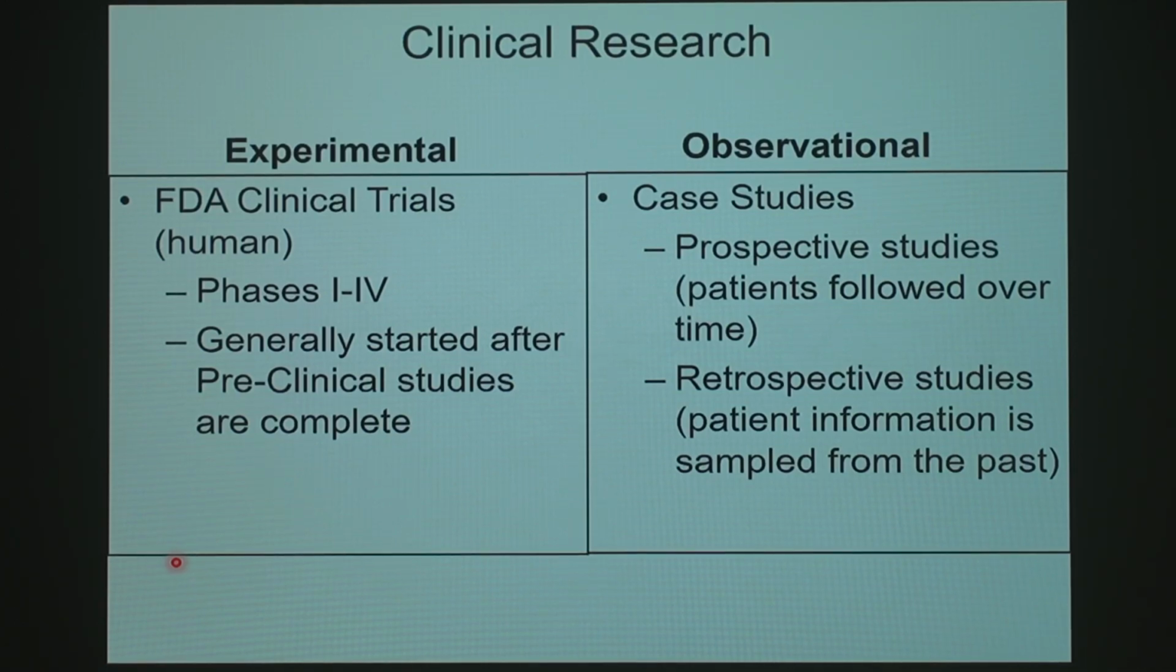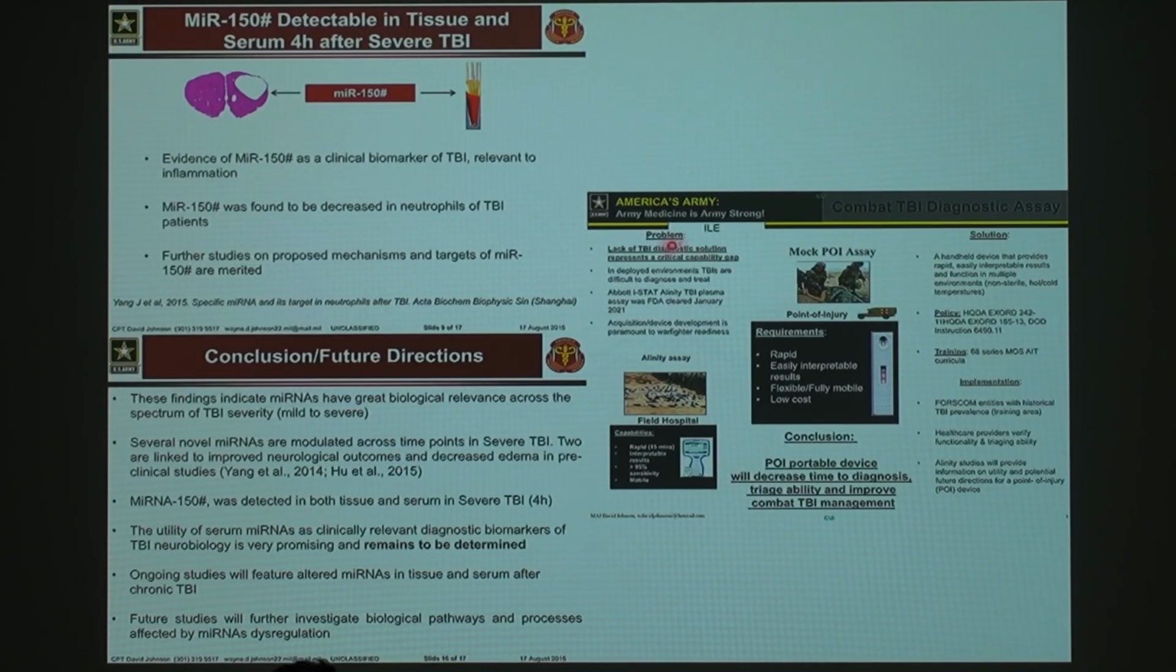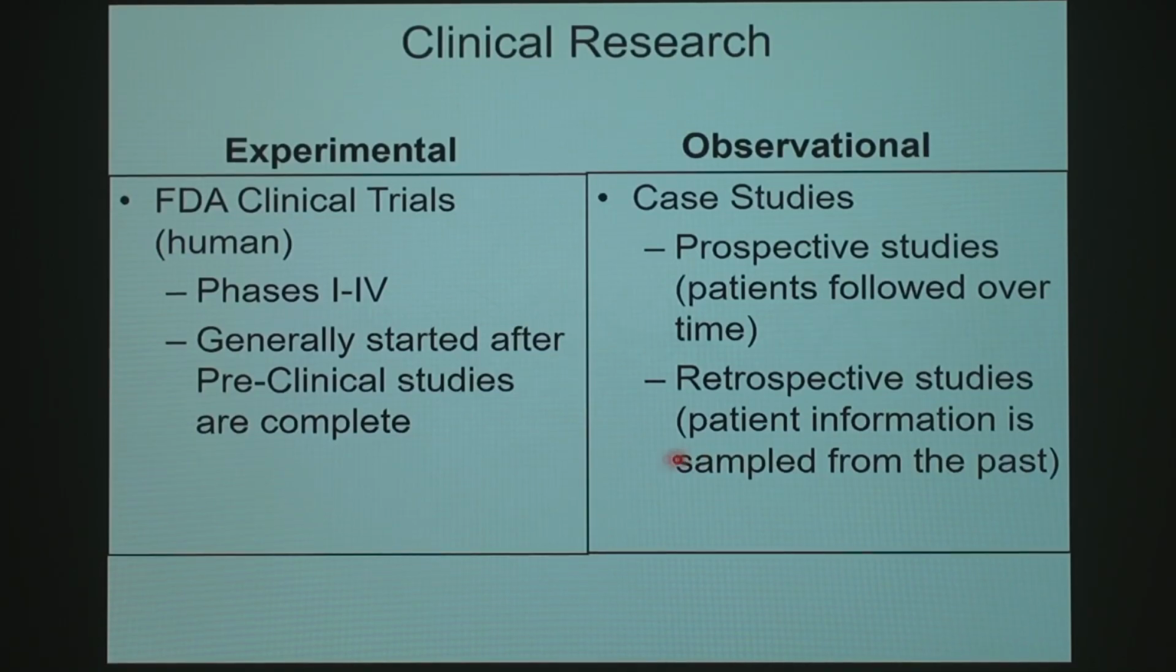We would increase the size of the animal. So we started out in rodents, we would go all the way up to primates. And that was what was done to actually get this Alinity device fielded. They had to start with rodents and they found promising results and they went all the way up to primates.